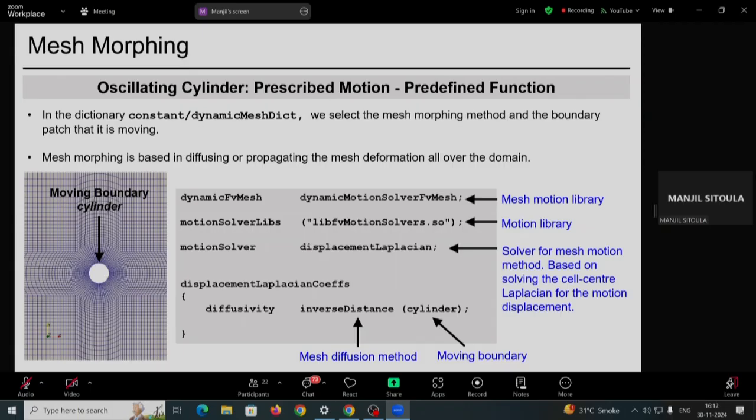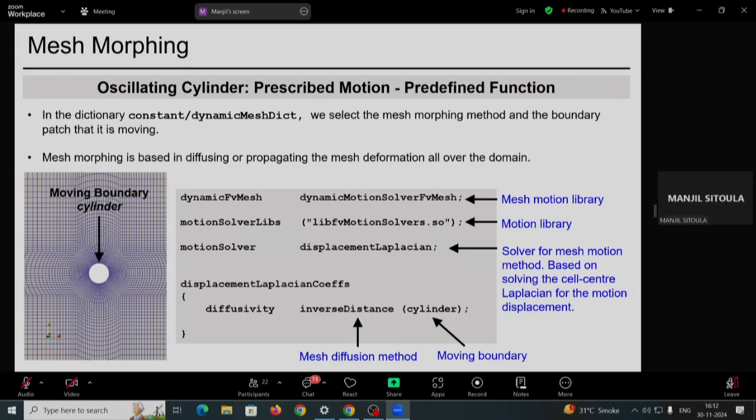And the one thing to note is, while solving this Laplacian equation, we also need the deformation diffusivity. That is, we need to assign, or we need to calculate this diffusivity. So here we can see that the coefficient of the diffusivity is calculated by the inverse distance method. And from where we want to calculate the diffusivity is given here. That is the cylinder. So this is the patch name.